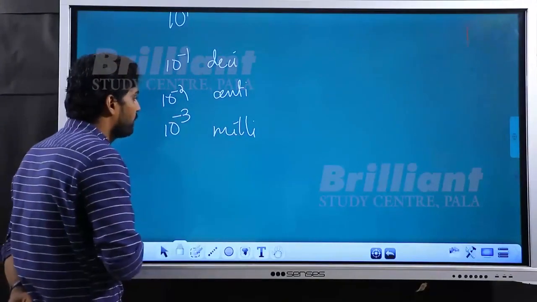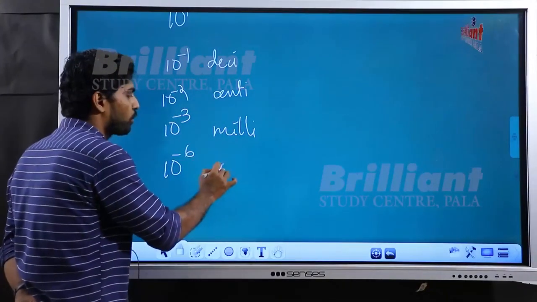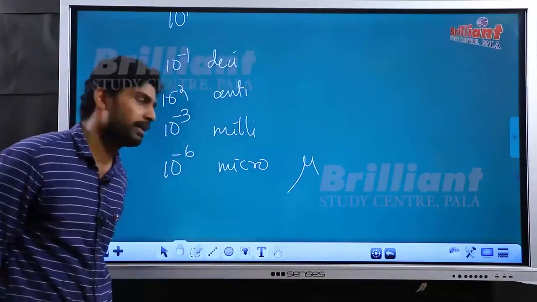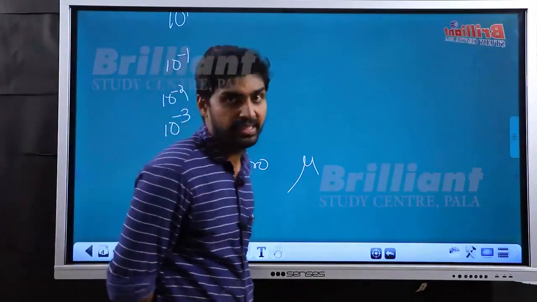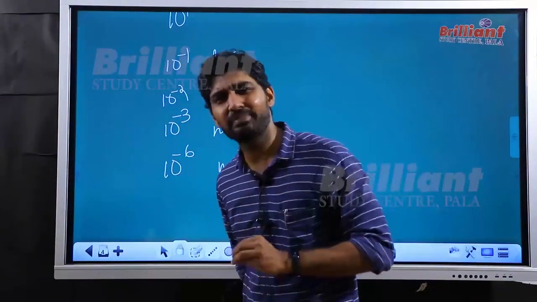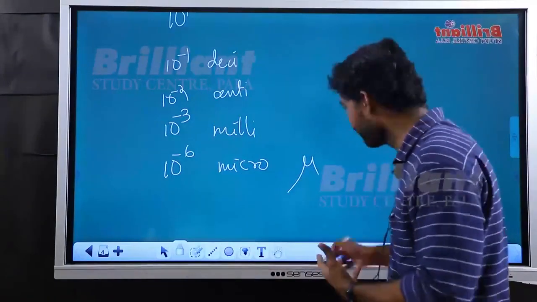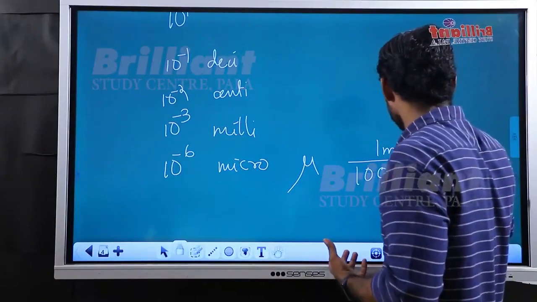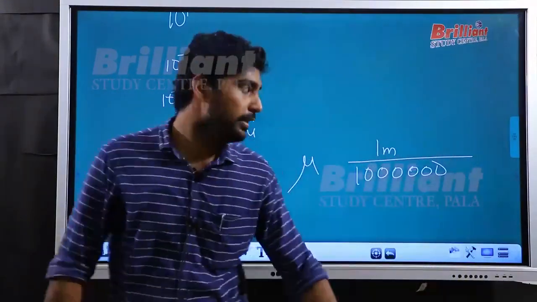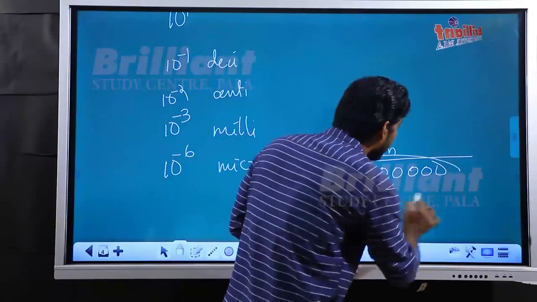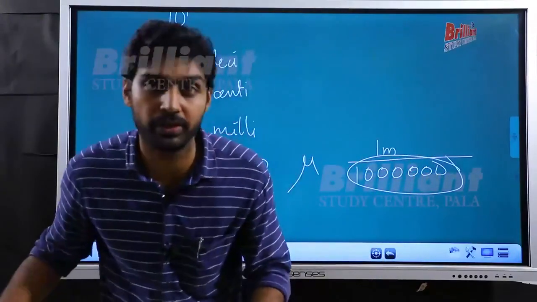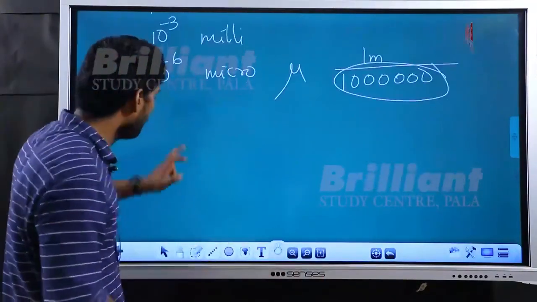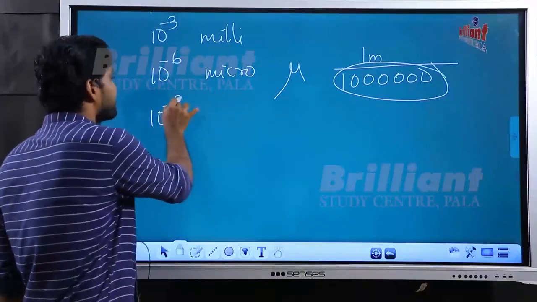Then we have 10 raised to minus 6. That is micro, represented by the letter mu. You are familiar with this. Micrometer means 10 raised to minus 6 times meter. What does that mean? 1 meter divided by this number. If we divide 1 meter into 1 million parts, that one part is what we call 1 micrometer. Is that clear? Now, we have 10 raised to minus 9, nano.